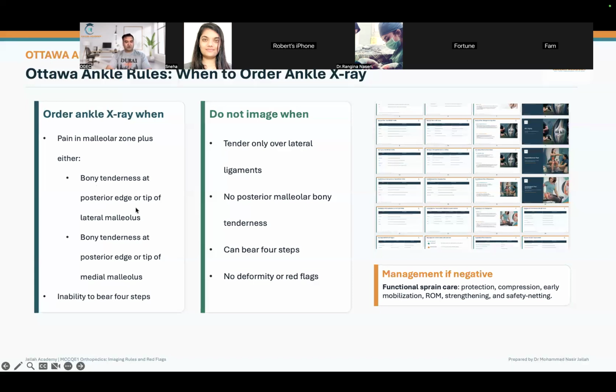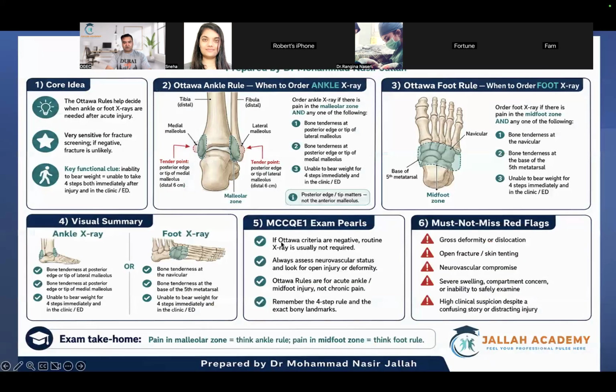Bone tenderness, posterior edge or tip of the lateral malleolus, bony tenderness, posterior edge. I think I have a picture of it. Yeah, so this is a picture. You guys have it in your notes in orthopedics. If you go to your note, you would definitely find it.